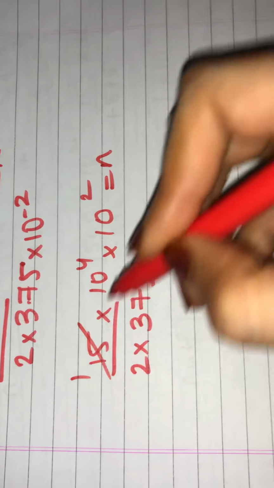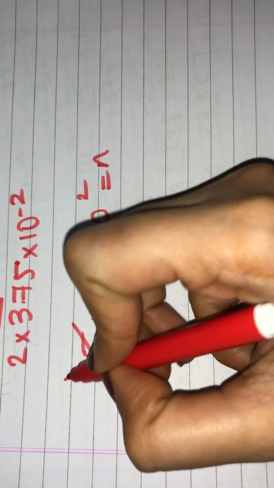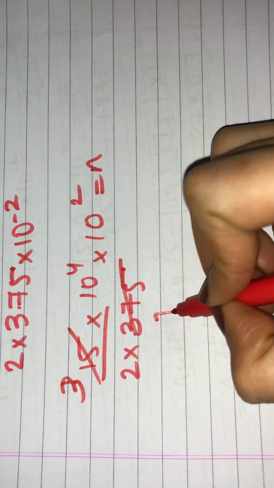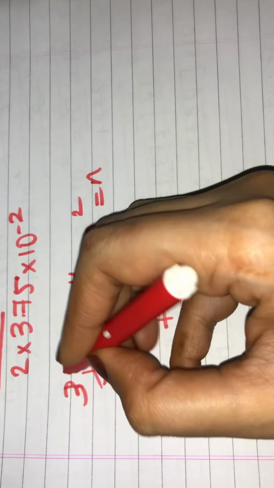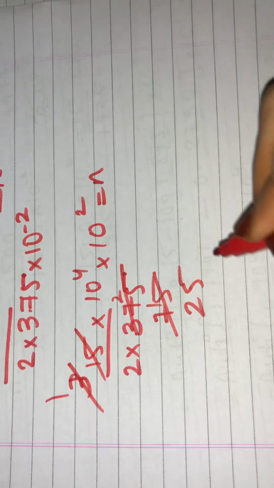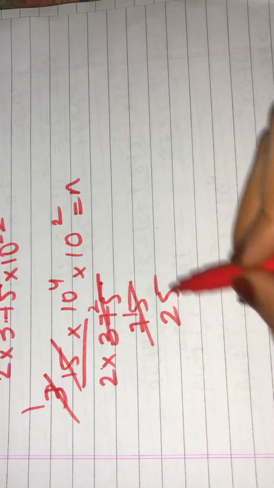So 15 ones are 15, or if you don't know the table of 15, then you can go with 5. 5 threes are 15. 5 sevens are 35, 36, 37, 2 over here. 5 fives are 25. 3 ones are 3. 3 twos are 6. 3 fives are 15. So now it is 2 into 25. That is, 2 fives are 10.